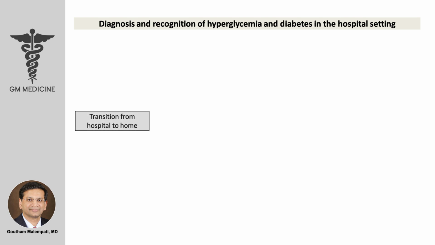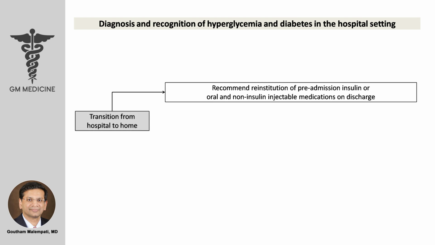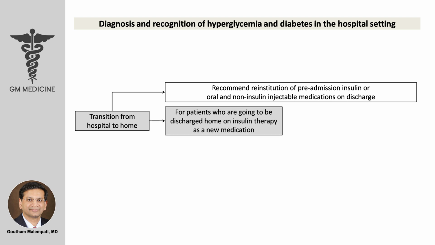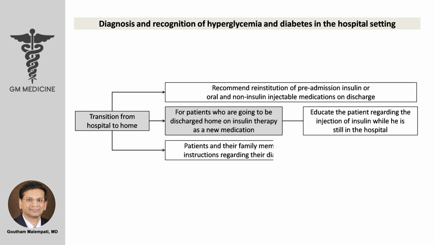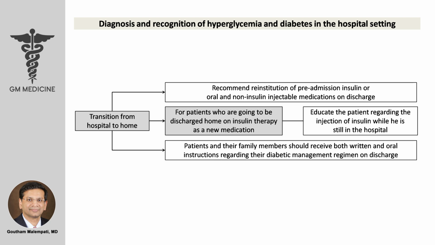Next, transition from hospital to home. Recommend reinstitution of pre-admission insulin or oral and non-insulin injectable medications on discharge. For patients who are going to be discharged home on insulin therapy as a new medication, it is important that the patient receives education regarding the injection of insulin while he is still in the hospital. Patients and their family members should receive both written and oral instructions regarding their diabetic management regimen on discharge.